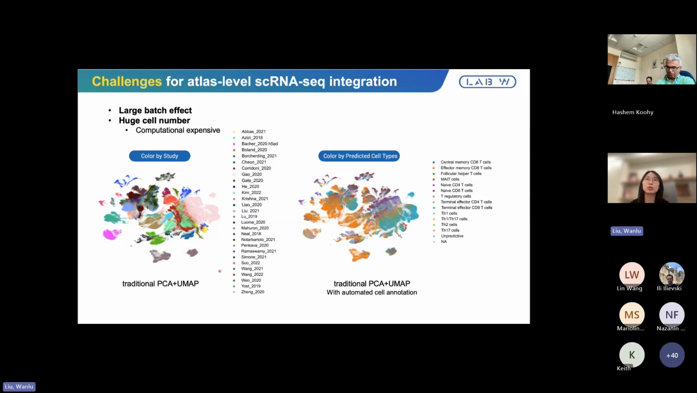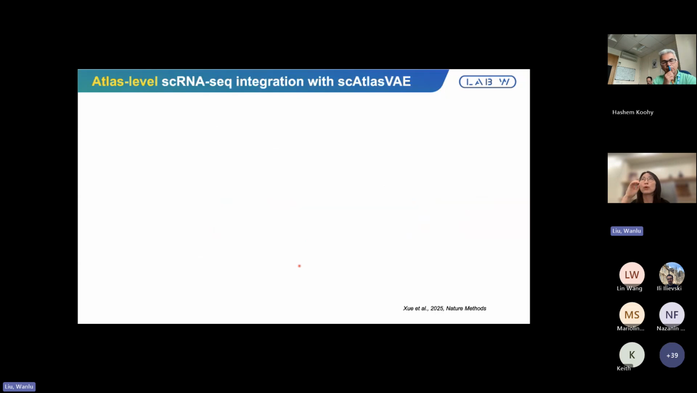Using the traditional PCA UMAP strategy, you can see that the batch effect is very large. Basically, those cells just cluster by which dataset or which publication they come from, instead of the cell type they belong to. As you can see, the right UMAP is colored by cell types, and basically the same T cell types are scattered across the places. That's why we started to develop single-cell RNA-seq integration methods based on deep learning, specifically designed for Atlas-level integrations.